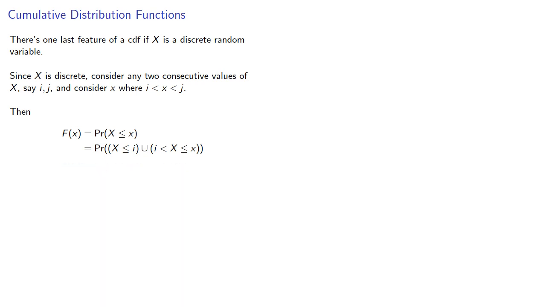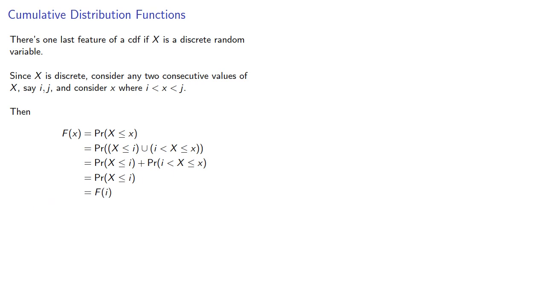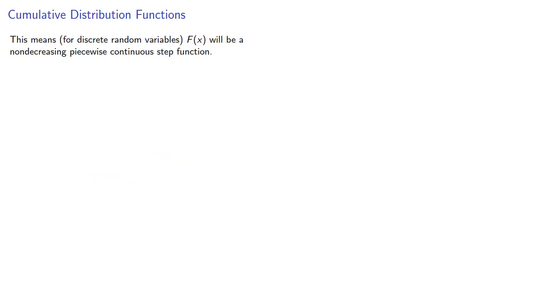And because these events are mutually exclusive, the probability of the union is the sum of the probabilities. But because x is discrete, the probability that our random variable is between these two consecutive values is 0. And so we're just left with the probability that x is less than or equal to i, which is just f of i. Consequently, our CDF will be constant over the interval starting at i up to but not including that next value. This means that for discrete random variables, f of x will be a non-decreasing, piecewise continuous step function.